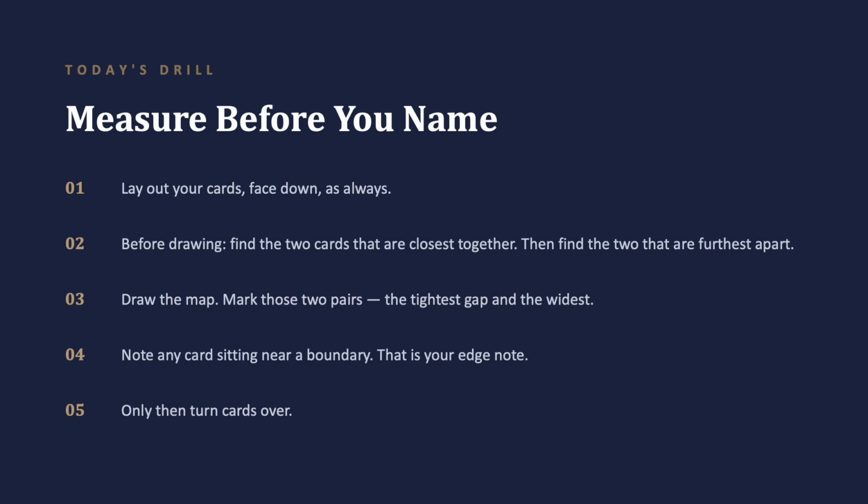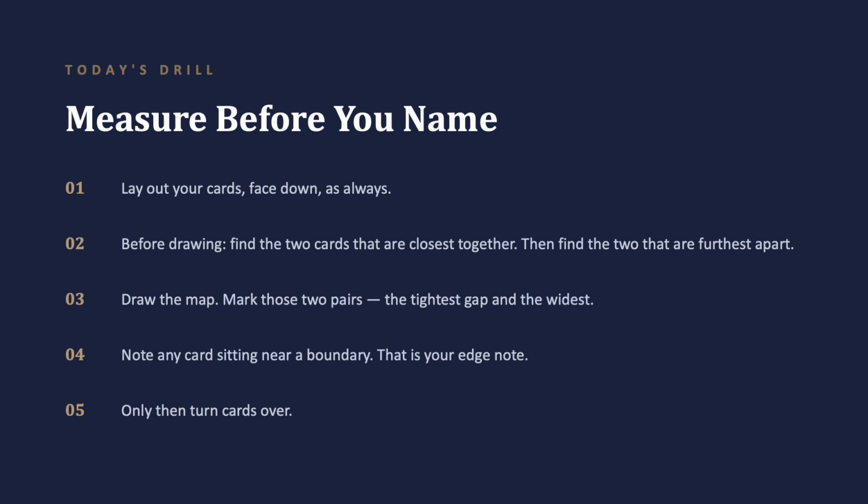2. Before you draw anything, look at the arrangement and find 2 things. Find the 2 cards that are closest together. Then find the 2 cards that are furthest apart. Do this with your eye on the table while everything is still face down. This takes 15 seconds and it is the heart of the day.